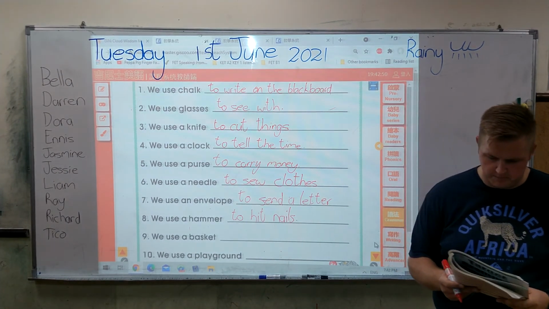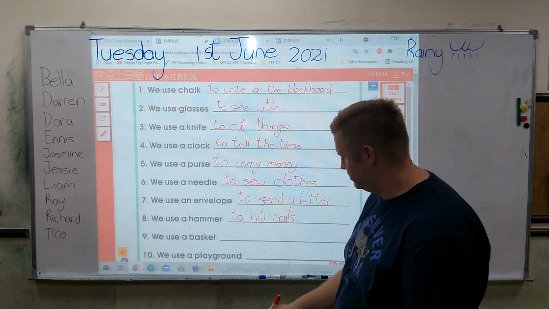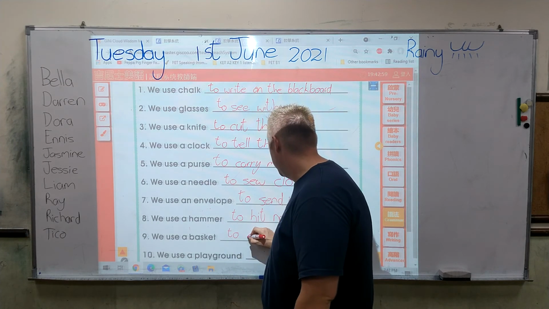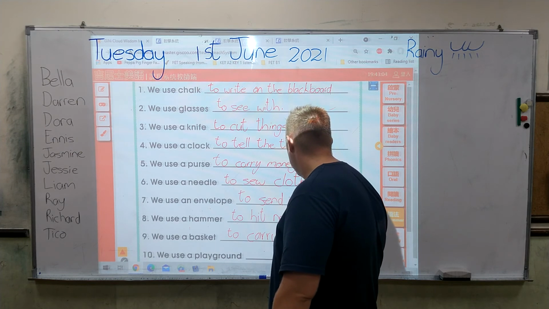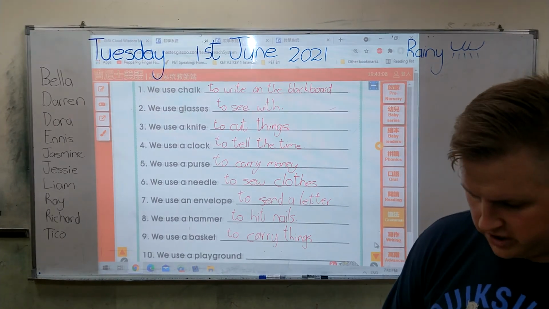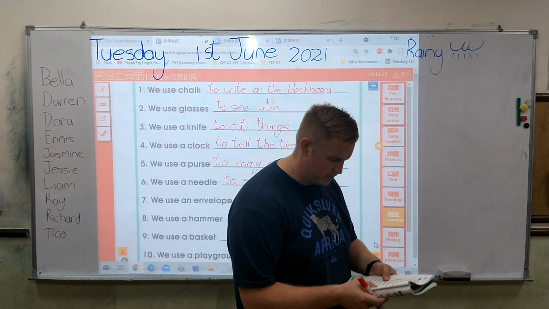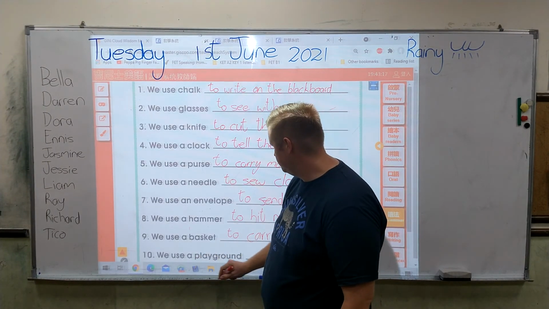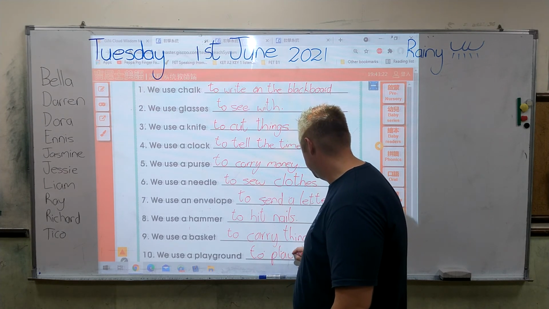What do we use a basket for? What do we use a basket for? To carry things. To carry things. And then number 10, we use a playground. We use a playground to play in. To play in.